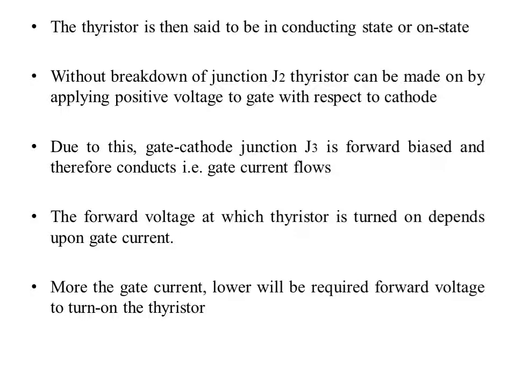So, as we increase the current flowing through the gate, that is, if the gate terminal is made positive with respect to cathode, the gate will attract more electrons. Now, if it attracts more electrons, the current flowing through the gate will increase, and as the gate current increases, it will reduce the forward voltage at which the thyristor will turn on.